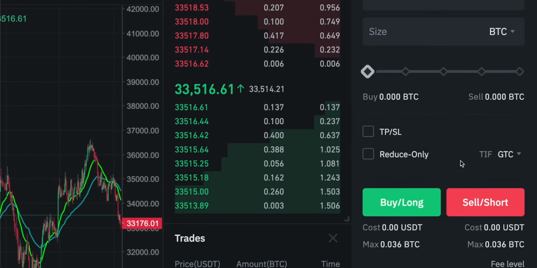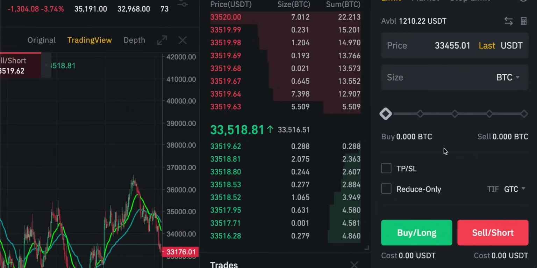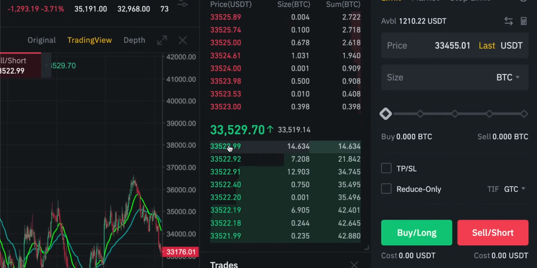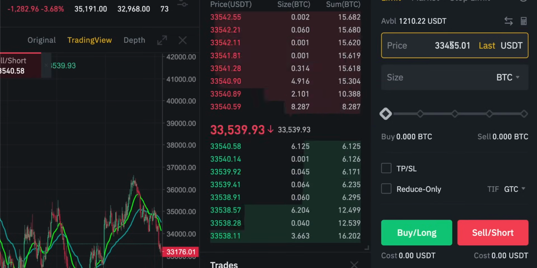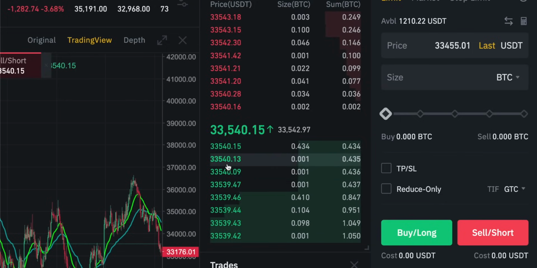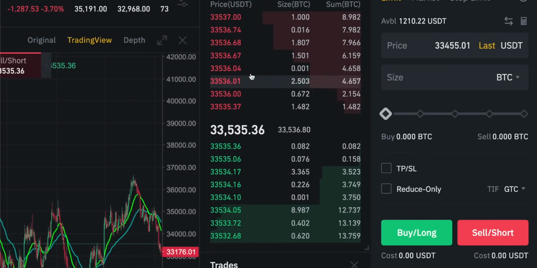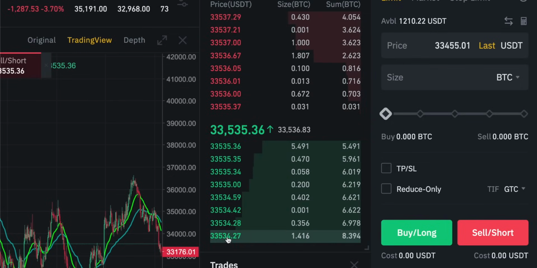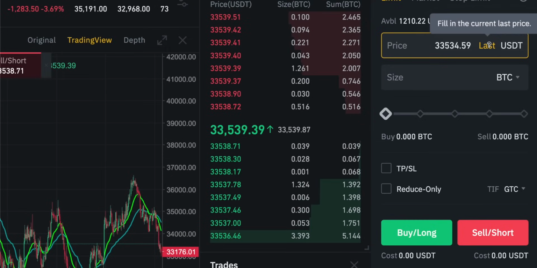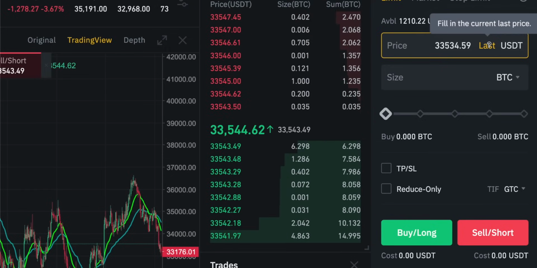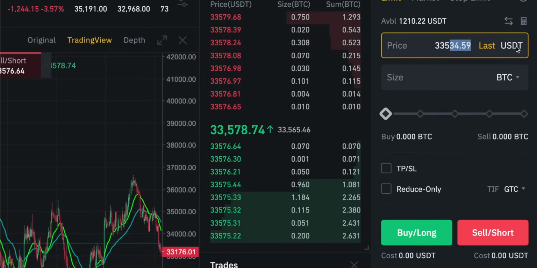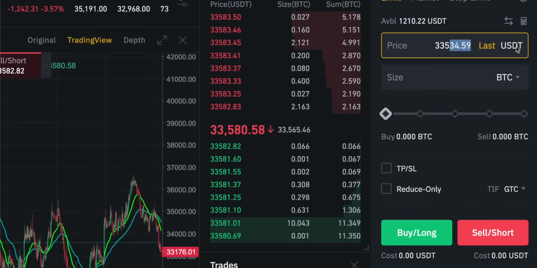Let's try and become a maker of liquidity then, and we can put an order on the book. So right here, you can see the price 33,519. What you can do is click these prices and it will update the price right here, which is quite a quick way of getting an accurate price. I'm going to try and go long, but I don't want to pay these high prices. I want to get a lower price right here. So I'm going to click right here and then this updates for me, or you can just press last here as well. That will fill in the last current price, but it's obviously going to be way closer to the actual price. So I'm just going to amend this right here and choose 33,500.